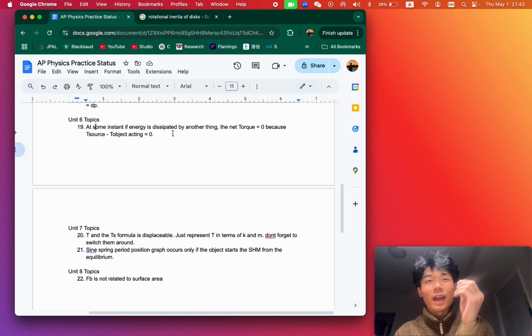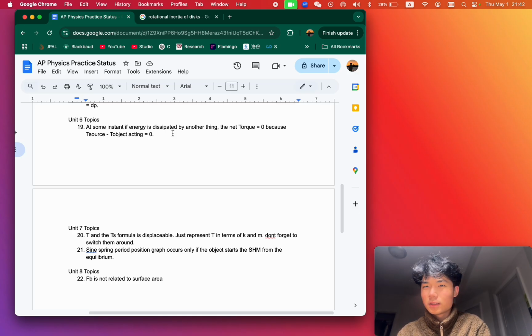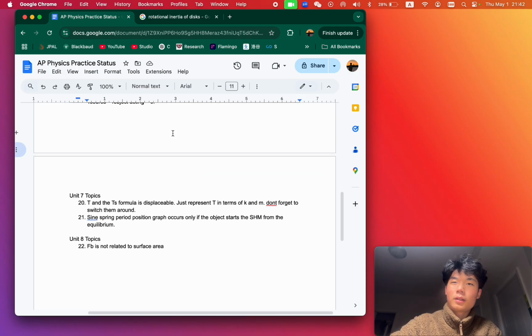r times F. And think of what else is r times something. Acceleration is r times alpha, and then velocity is r times angular velocity. That's something interesting you can think about. I will not cover that right here.